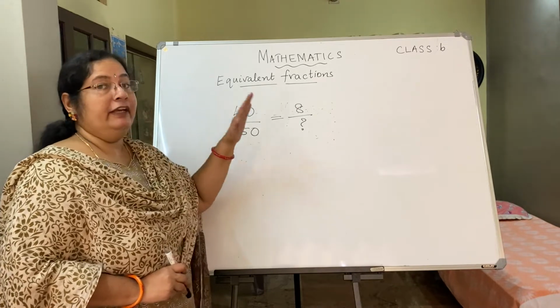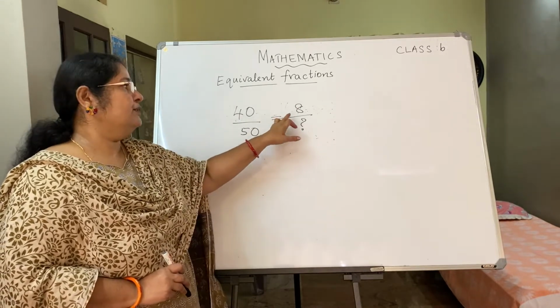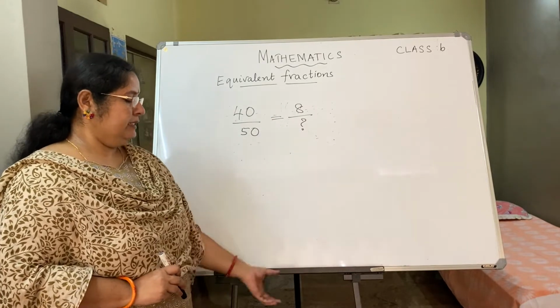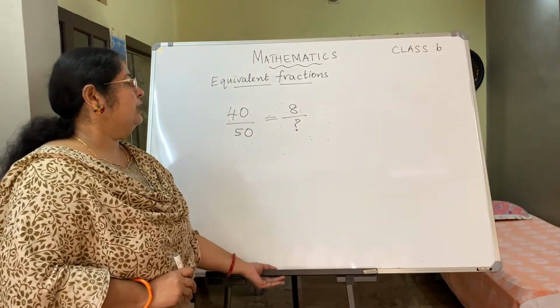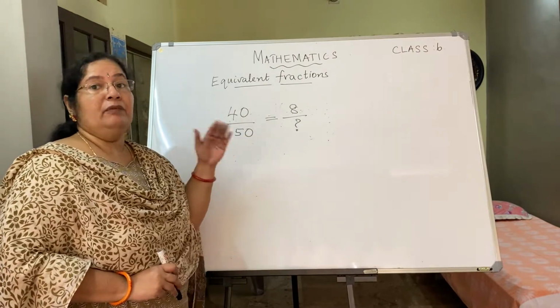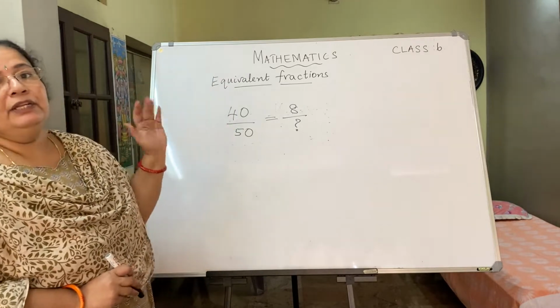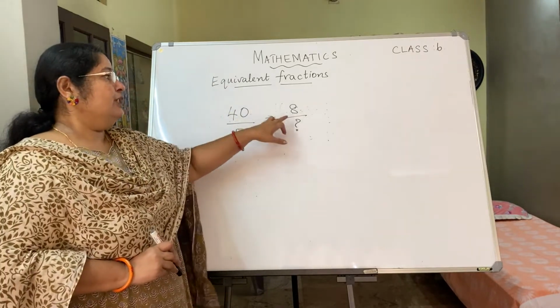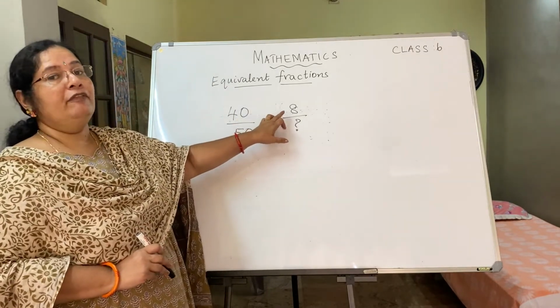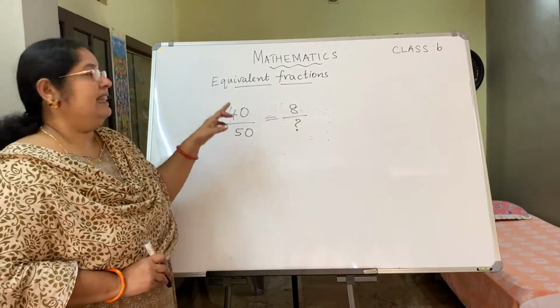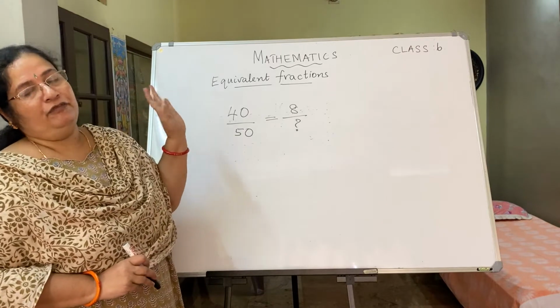You are asked to find an equivalent fraction whose numerator is 8. So you are supposed to find out what the denominator would be so that you can get a fraction which is equivalent to 40 by 50. Now here you compare the numerators. The equivalent fraction we are going to find has a numerator which is less than the numerator of the given fraction.